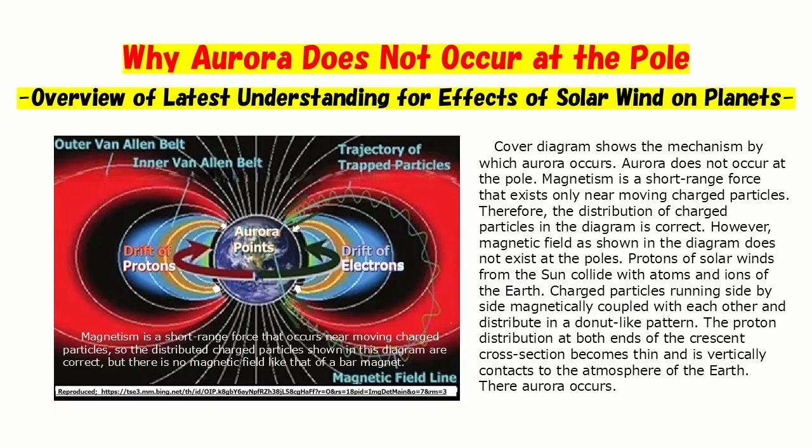Magnetism is a short-range force that exists only near moving charged particles. Therefore, while the distribution of charged particles in the diagram is correct, the magnetic field as shown in the diagram does not exist at the poles.